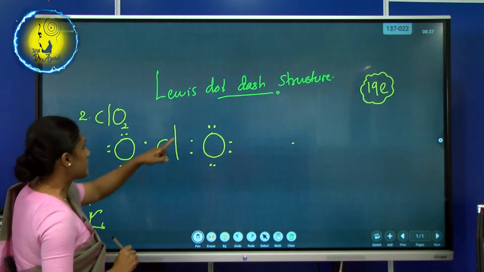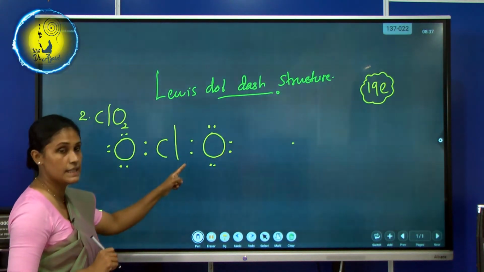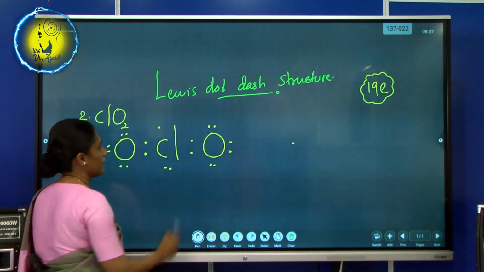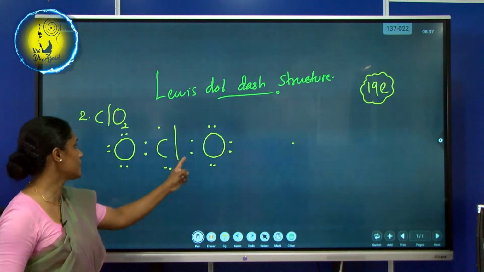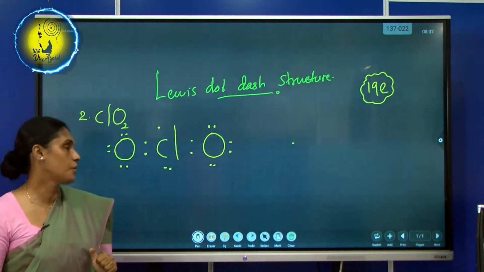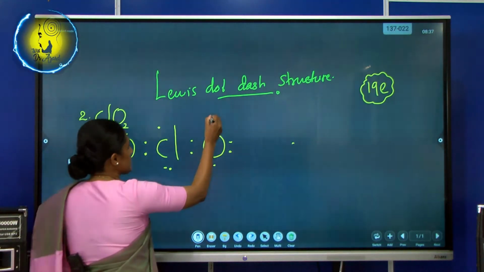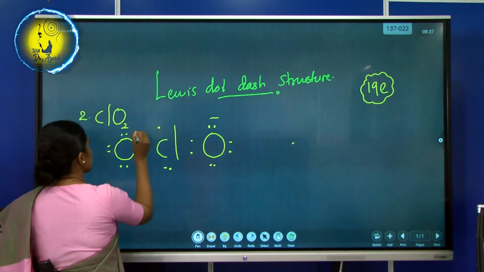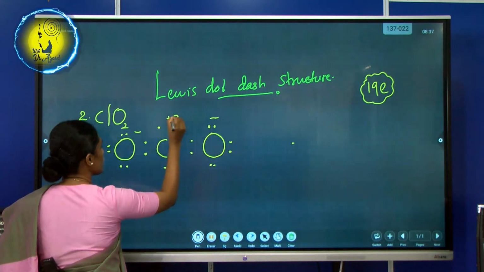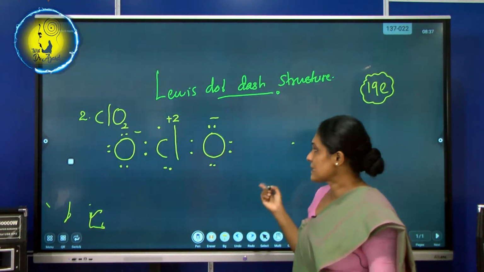Right, now let's see: 2, 4, 6, 8, 10, 12, 14, 16, then 18 and 19. Yeah, true, right? 2, 4, 6, 7. Chlorine had 7 electrons in the outermost shell. Right, done. Then as a result there are charges, right? 1, 1. So to overcome that we should write +2. Hope you can understand this well.